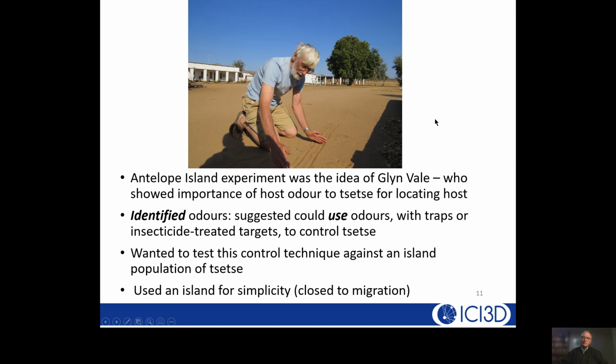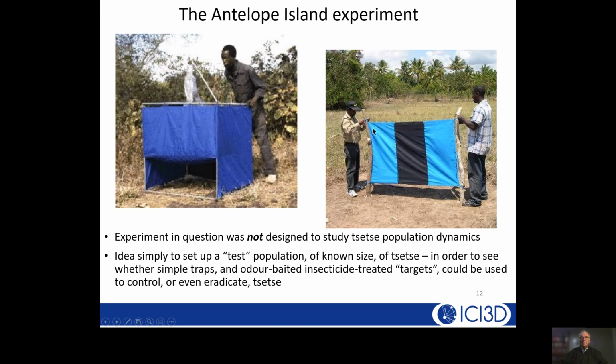So what he wanted to do was to have a situation where you could actually test this. And an island is a very good way of doing it, basically because islands are closed to in-migration and out-migration. You've got a chance of actually knowing how many flies you've got on the island and knowing whether, in fact, you've actually got rid of them all. These are the kinds of devices that he was thinking of using.